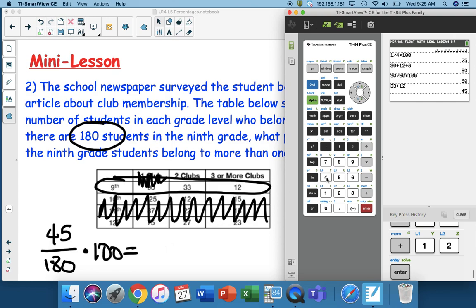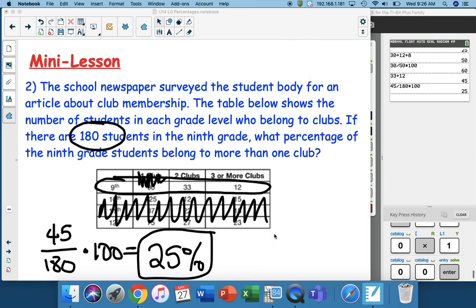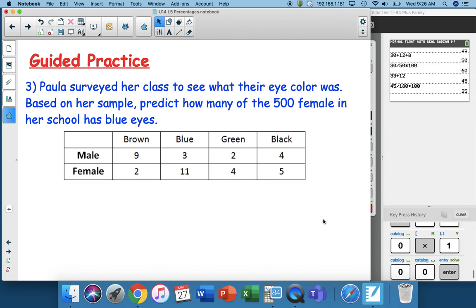What percentage is that? So 45 divided by 180 times 100. And that is 25% of 9th grade students belong to more than one club. All you gotta do is read specifically what the question's asking you, look for the total, and look for the part. All right, here we go.